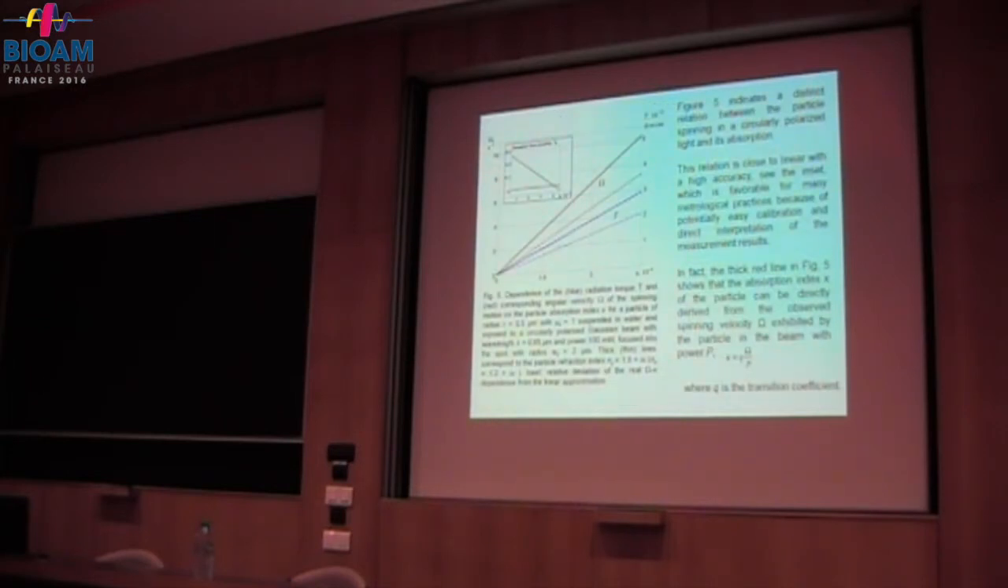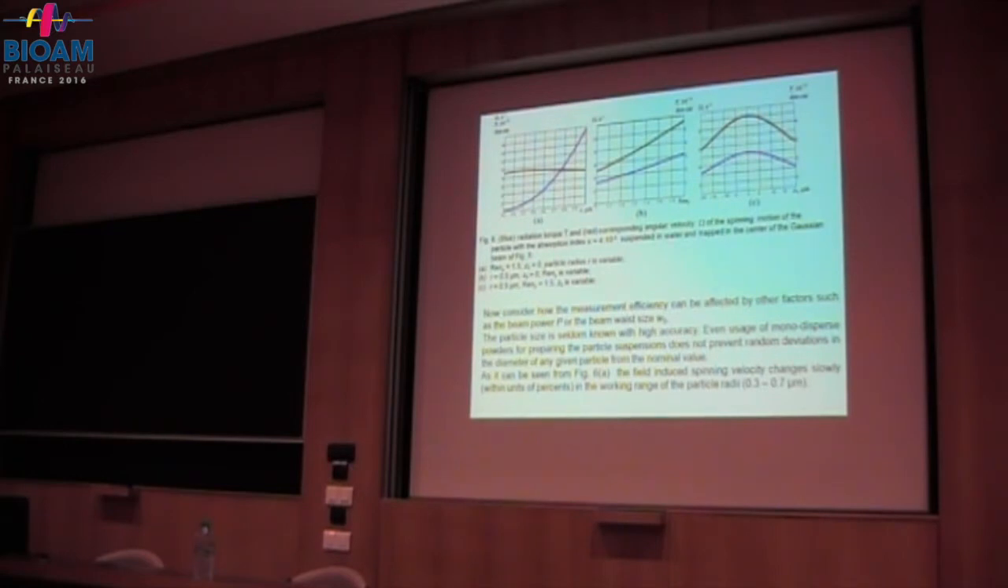This figure indicates the distinct relation between the particle spinning in a circularly polarized light and its absorption. This relation is close to linear with high accuracy. You can see that in this inset, which is affordable for many metrological practices because of potential laser calibration and direct interpretation of the measuring results. In fact, the thick red line in figure 5 shows that absorption index k of the particle can be directly derived from the absorbed spin and velocity omega exhibited by the particles in the beam with the power P by means of this relation.